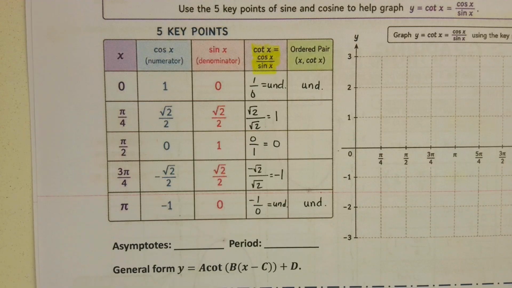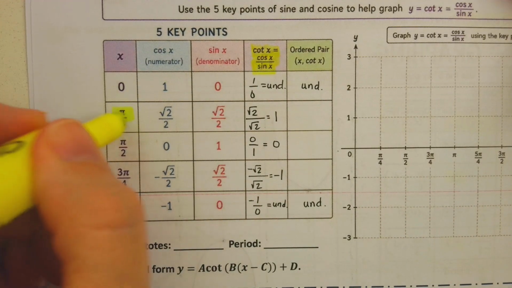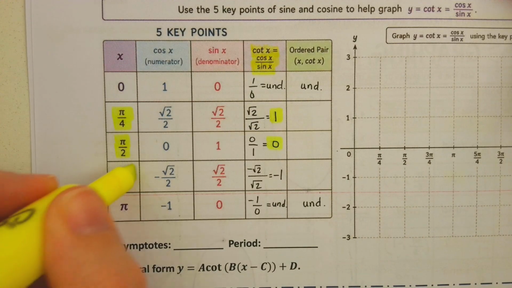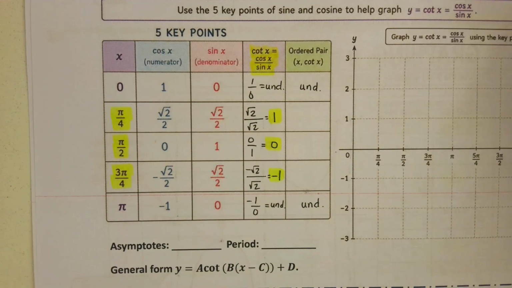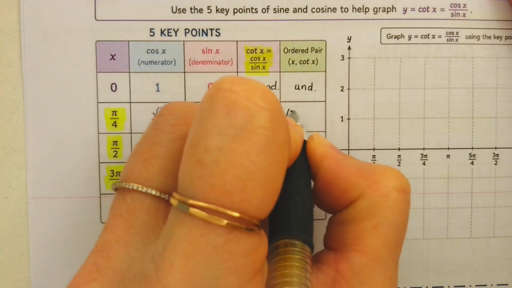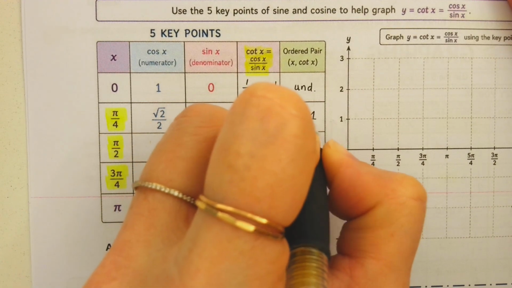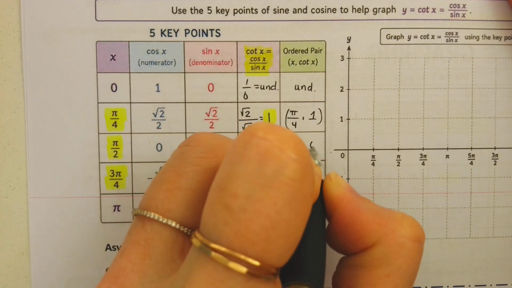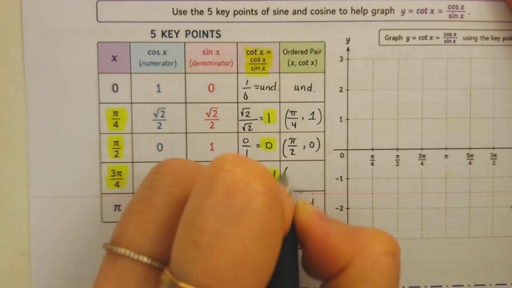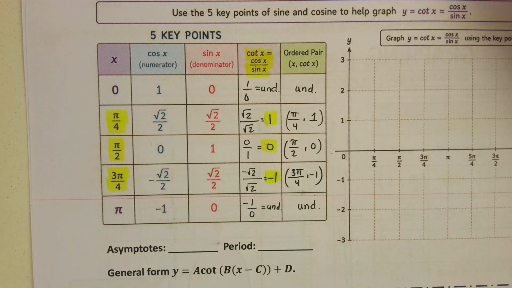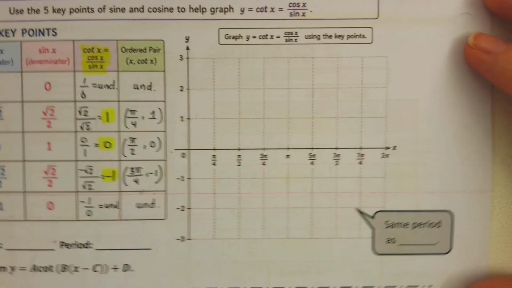And then 3 where I have actual points. I have an actual point at pi over 4, 1, pi over 2, 0, and then 3 pi over 4, negative 1. Okay, and this will have the same period as the parent tangent function.